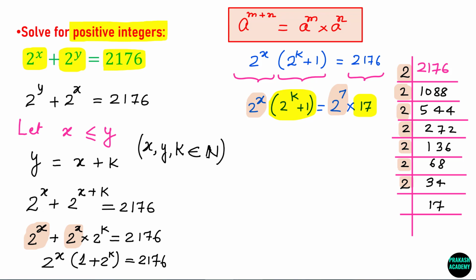Consider the two parts of k: when k is equal to 0, and the second part is when k is equal to some positive number that is greater than 0. So we'll consider two cases. The first case is when k is equal to 0.